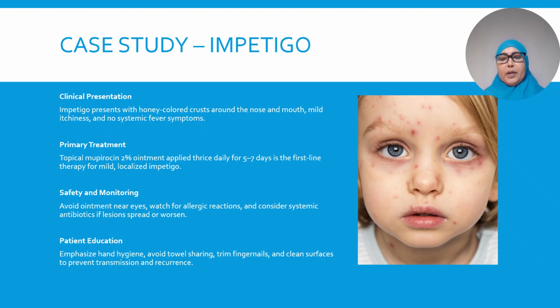As you can see in this picture, the child has impetigo. There is a honey-colored crust, a bit like acne, around the nose and mouth. The first treatment for impetigo is this medication, mupirocin 2% ointment. You apply it twice a day for 5 days, and it is good for mild and local impetigo without systemic infection.